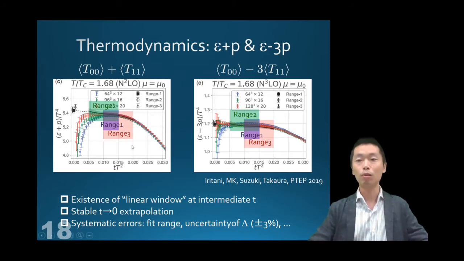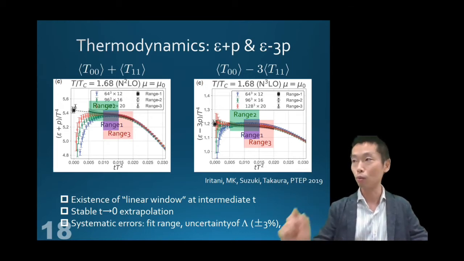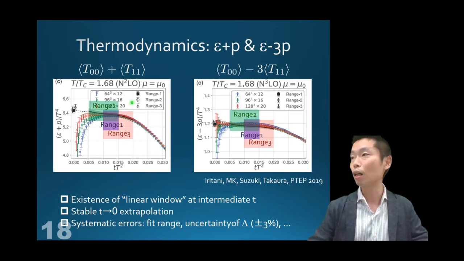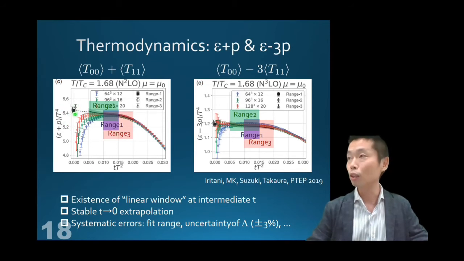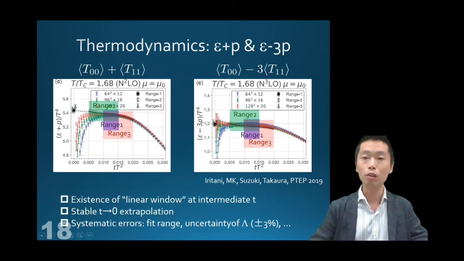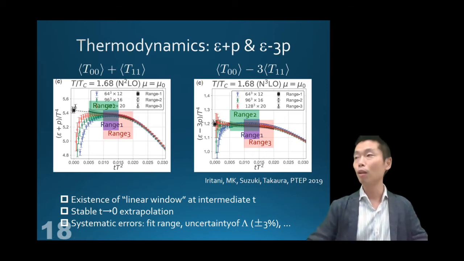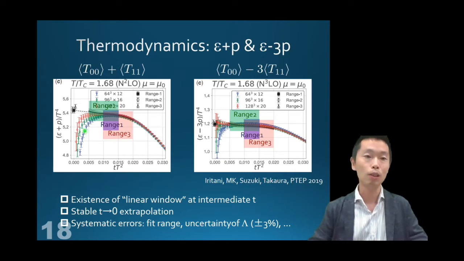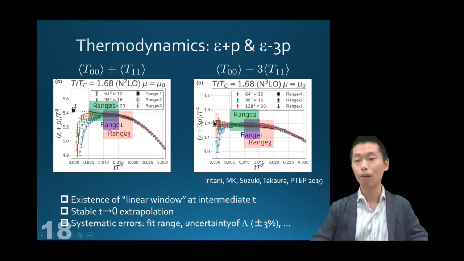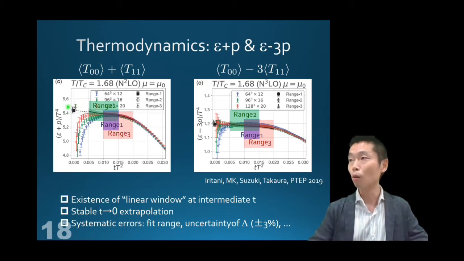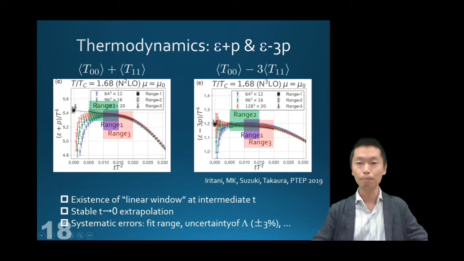In order to estimate the systematic uncertainty associated with the choice of this fitting range, the results of the 3 fitting ranges are shown here. And you see that all results agree within statistics, which shows that our extrapolation is insensitive to the choice of the fitting range. The extrapolation is stable, and the difference between the different fitting ranges is taken into account as systematic errors.